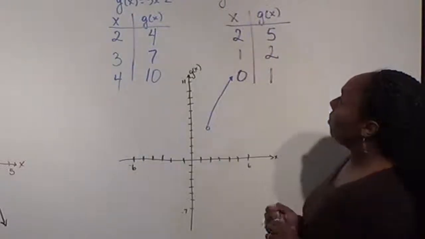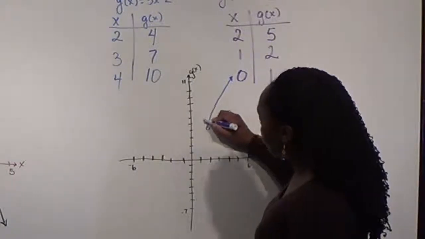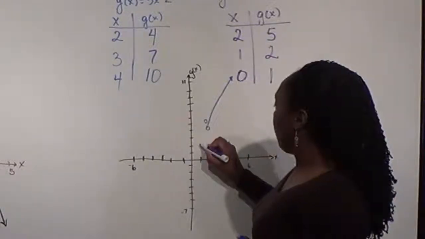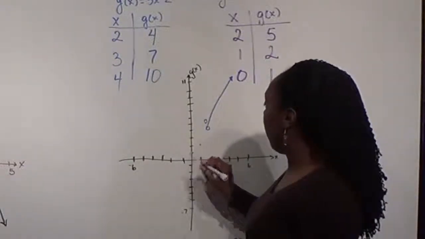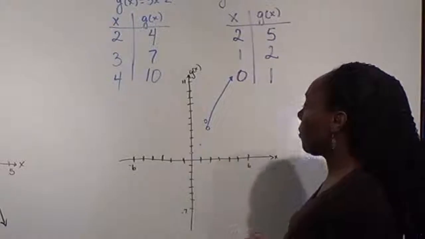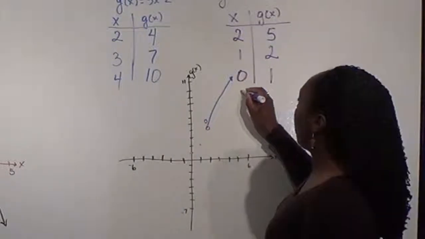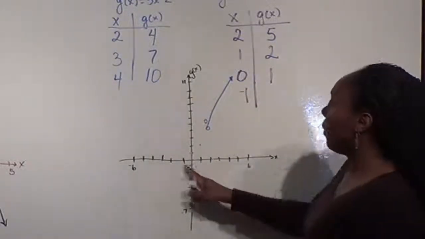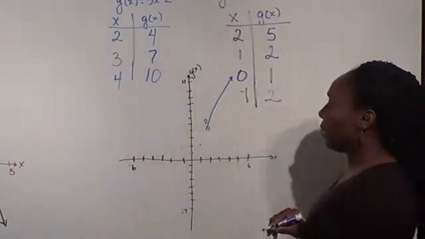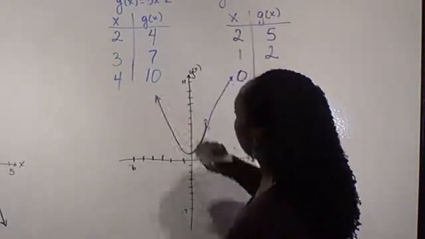For the pieces less than 2, same thing. At 2, I'm at a value of 5. Again, it's non-inclusive, so I'm going to have an open circle. At 1, I'm at 2. And then at 0, I'm at 1. Now this one, you almost want to draw a straight line like we just did, but this one again I might need a couple more points. So for example, if I look at negative 1 and I plug in, I see that I also get 2. So this one is actually doing something like that.